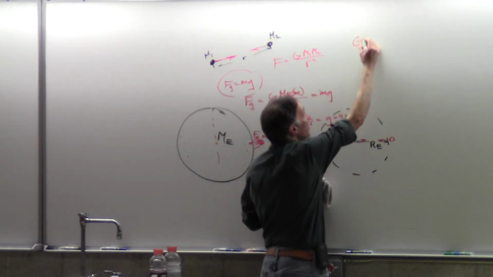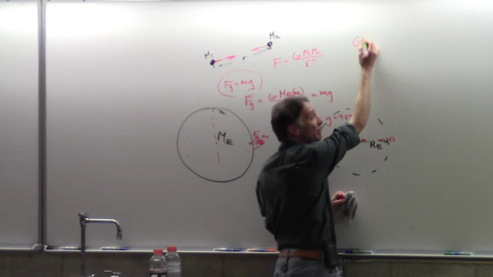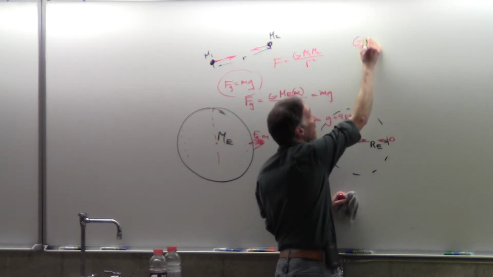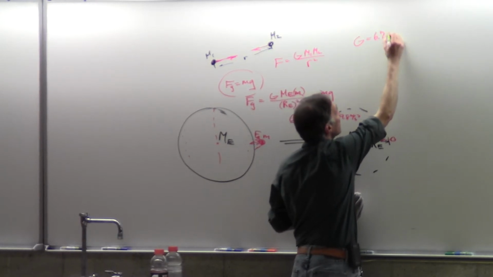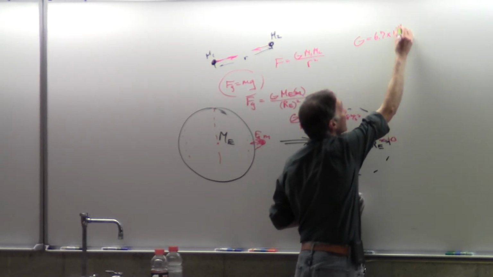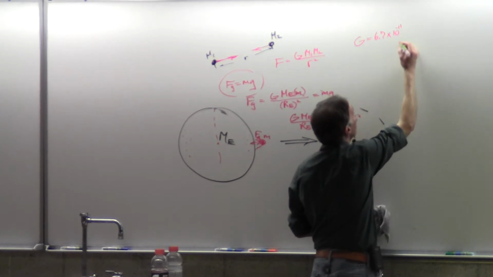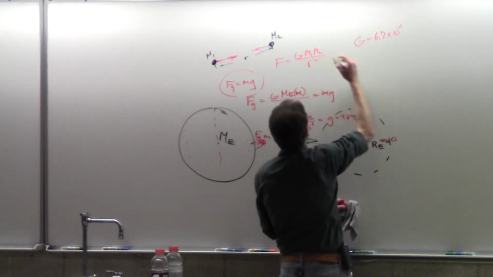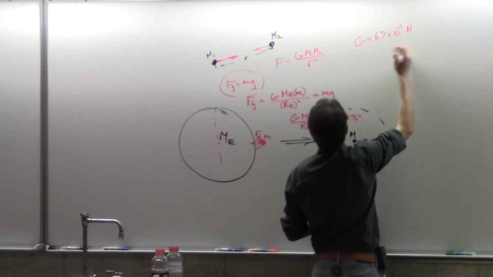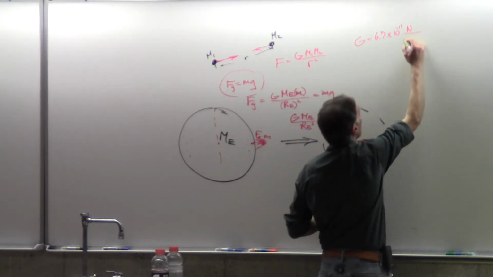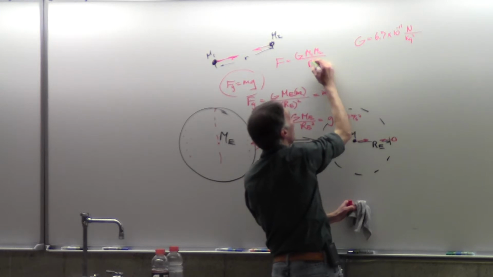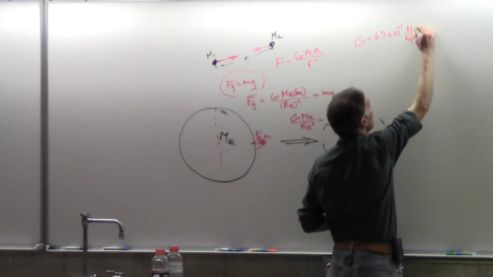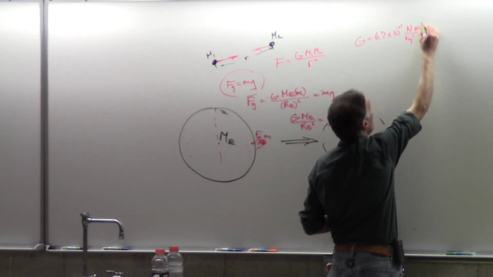I didn't put that up here, you might want to pack this away, although he probably would give it to you in the exam. This is going to be 6.7 times 10 to the minus 11th. And this is going to be in newtons, and then it's got to be over kilograms squared, since it's going to be kilograms. We're going to have a radius here, so there's going to be a meters squared.